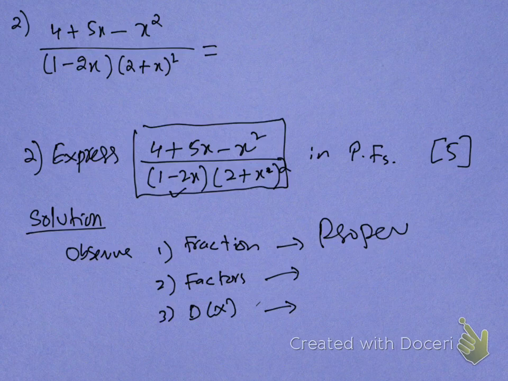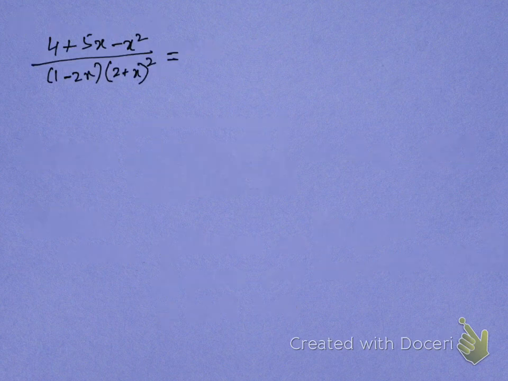It's (2 + x) whole squared. So we have a linear and a repeated linear factor in the denominator. Now observe the denominator carefully. The denominator must be in its simplified form. In this case, it is. Let's start the solution of this example number 2.